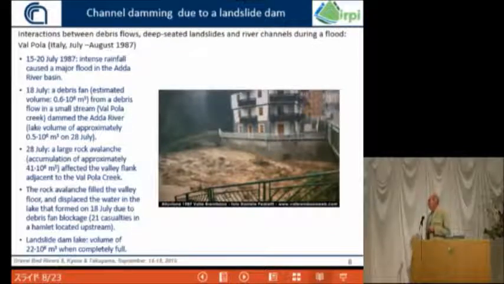Another example, I think quite a well-known one, is the Valpola landslide in Italy in July and August '87. In this case it's possible to present everything that actually occurred. First of all, an intense regional scale flood with widespread landslides and debris flows. One of these debris flows caused the damming of the mainstream, which drains here an area of 500 square kilometers.